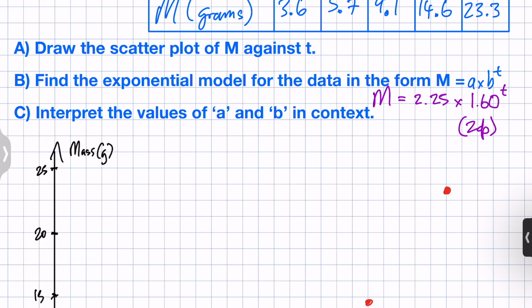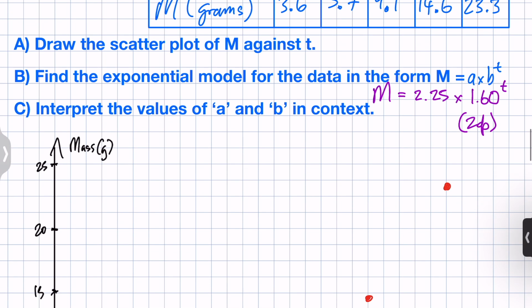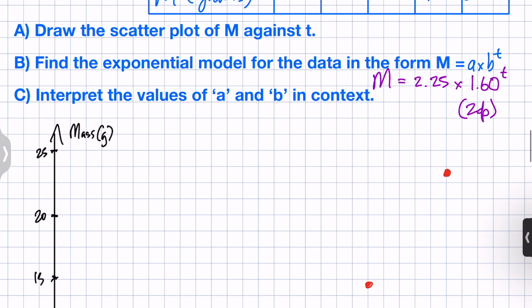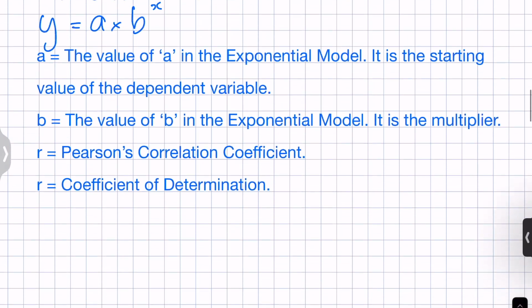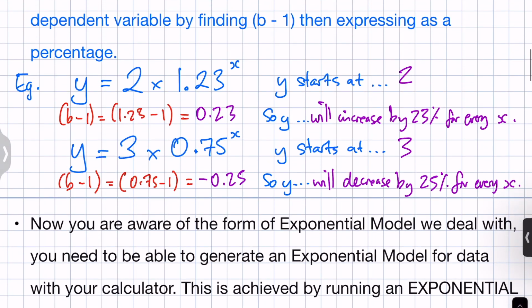But it didn't ask me for it, so I'm not even answering that question. So that's a good question up here. She was asking, diagnostics weren't on. It didn't ask me for what R and R squared are. Interpret the values of A and B in context. Well, that's similar to what we just did before.